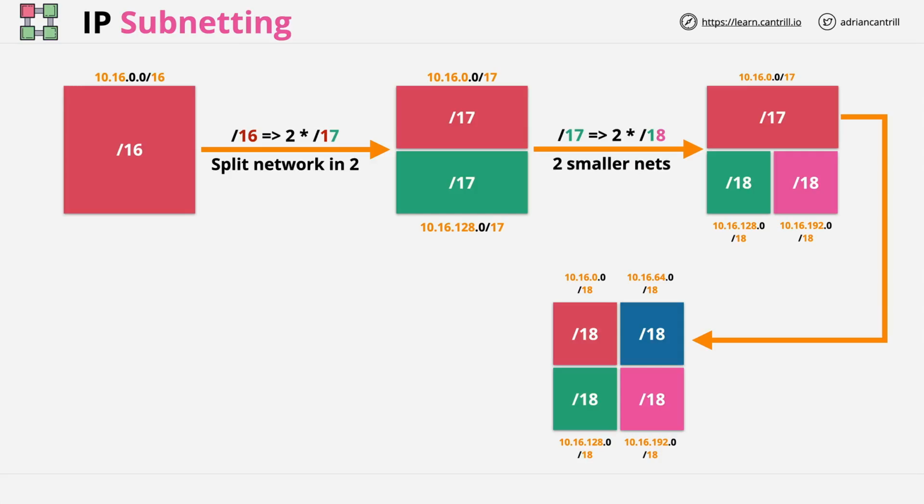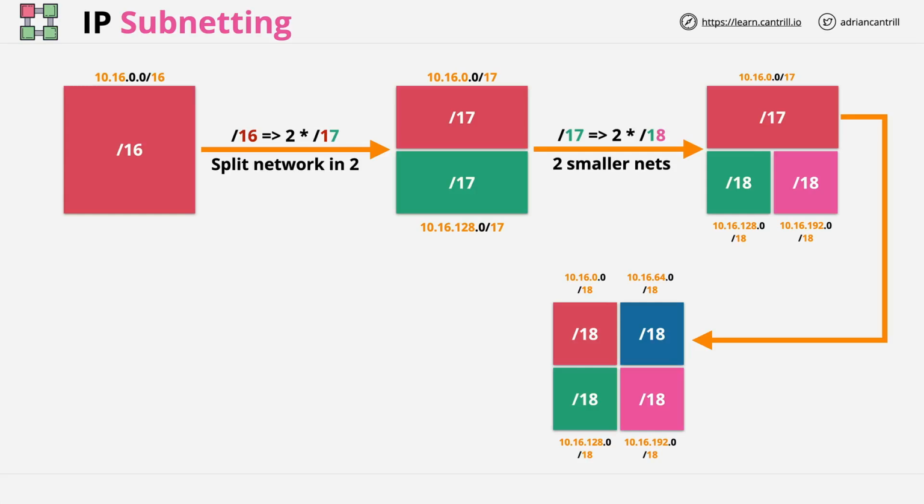The entire internet is a /0 network. That's why 0.0.0.0, which you'll see as a default route, matches the entire internet, all the way through to a /8, which is a class A network, /16, which is a class B network, and /24, which is a class C network, and then all the way through to /32, which represents a single IP address.